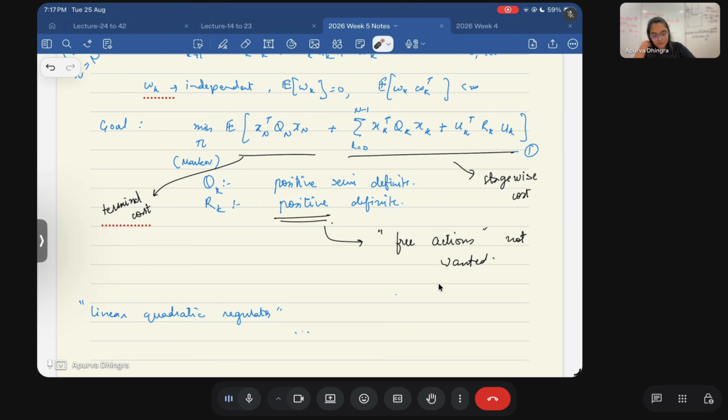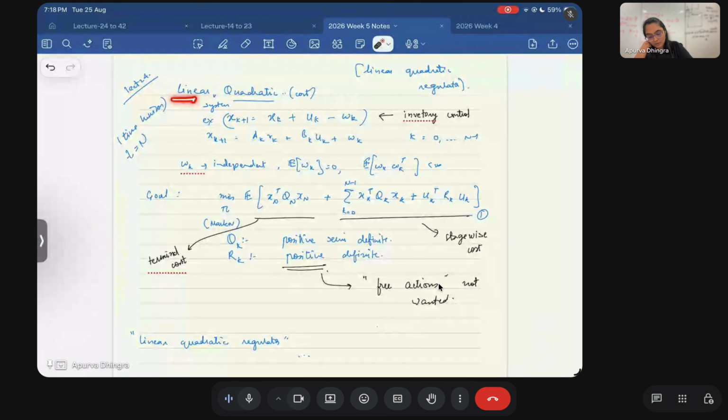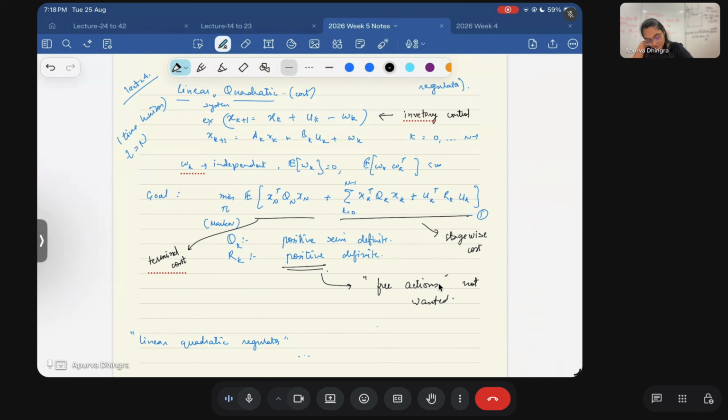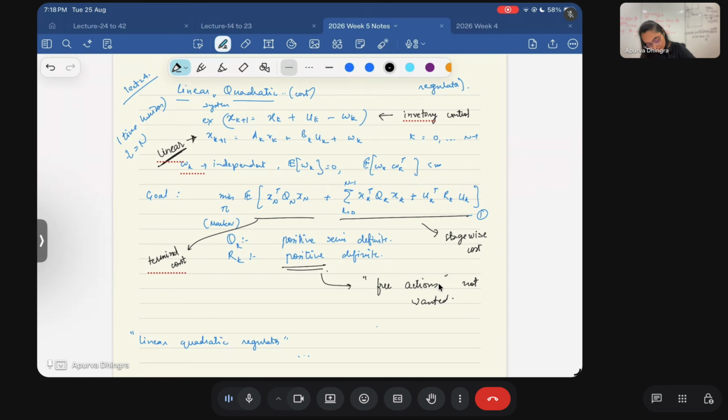Alright, so this is a very standard class of problems. These are called linear quadratic systems. The dynamics is linear, so this is where the linearity is present. And the cost has dependence on x transpose x and u transpose u, which is where the quadratic nature of the problem is.